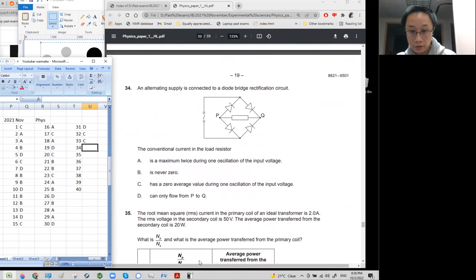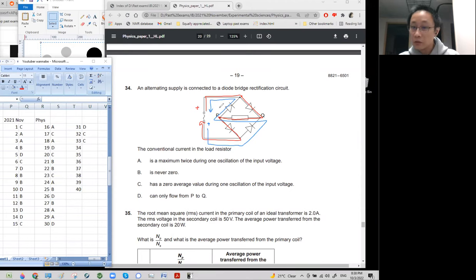34, bridge rectifier. The conventional current in the load, so an easy way to deal with this is to assume the top half is positive, so it will be from Q to P. And I'm going to reverse the direction of current by setting the bottom to be positive instead. You can see that either way, the current is from Q to P.